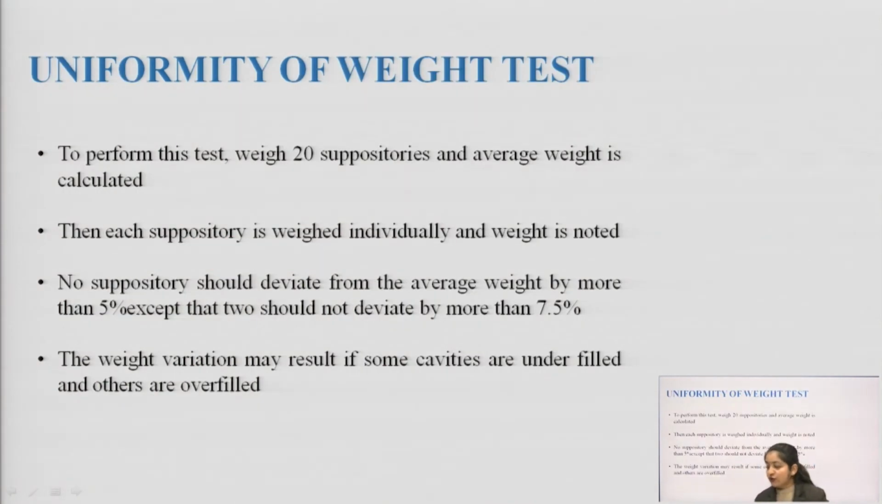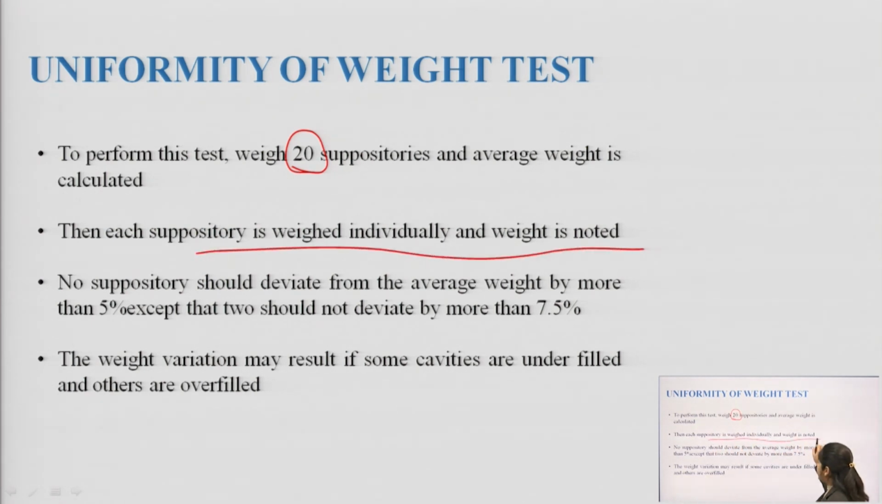Moving on ahead, the uniformity of weight test. This is another important criterion through which we can verify whether the suppositories we have made are of excellent quality or not. So, for the uniformity of weight test, we have to weigh at least 20 suppositories, and initially we have to take out the average weight of the suppositories. Each suppository is weighed individually and the weight is noted. So, in order to take the average weight, you have to calculate the weight of each and every suppository.